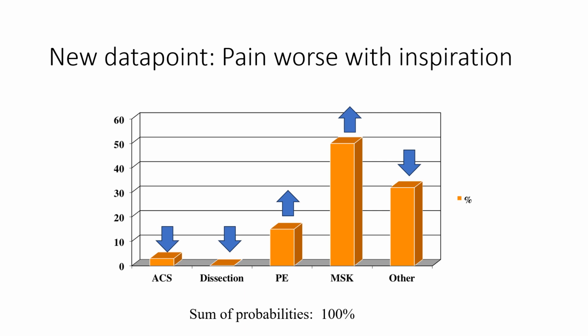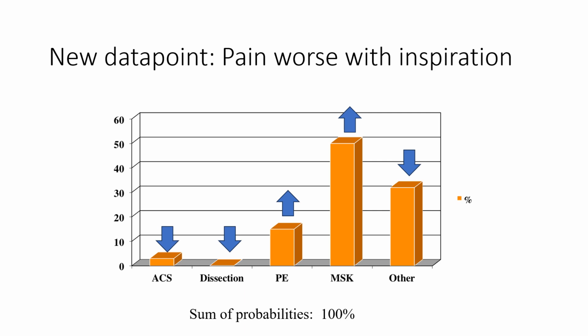If we take that their pain is worse with inspiration, let's say that we gathered that data through us sitting down with the patient, and then they told us about it. Then different conditions become more or less likely. Like, the ACS becomes less likely because pain worse with inspiration doesn't fit with typical chest pain, right?